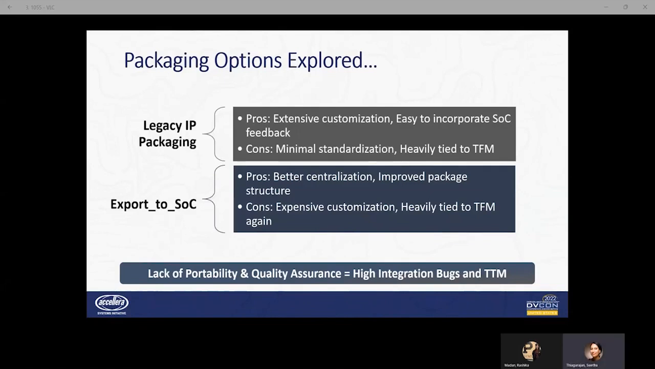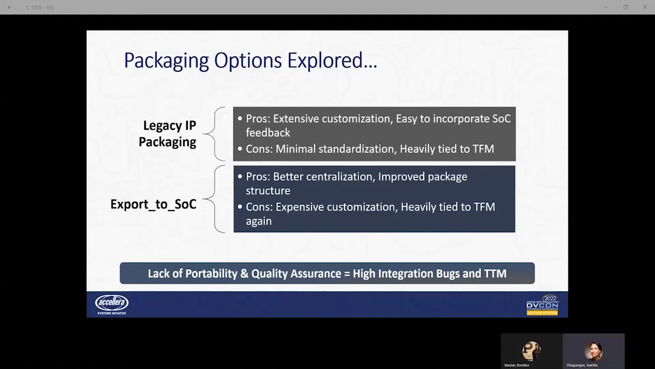This led to noticeable shortcomings, which included the need for an IP and the SOC's build system to be aligned, as well as requiring the tool versions between the two to be converged. This apparent lack of portability eventually resulted in multiple integration bugs and hotfixes.